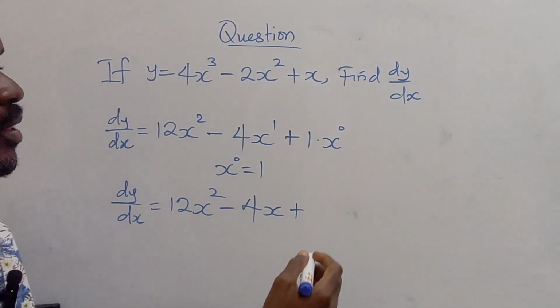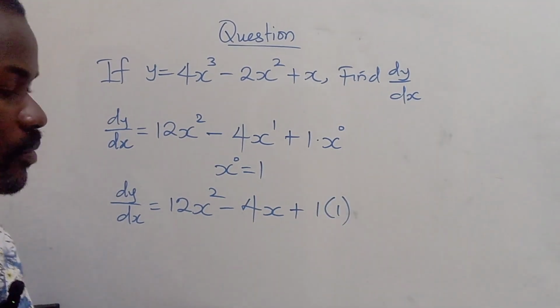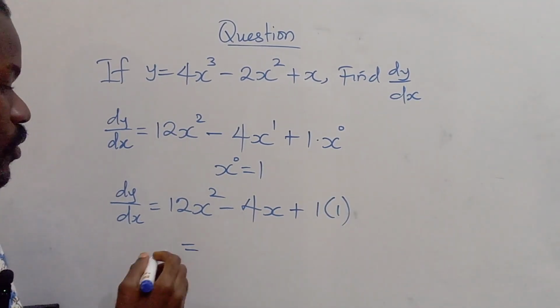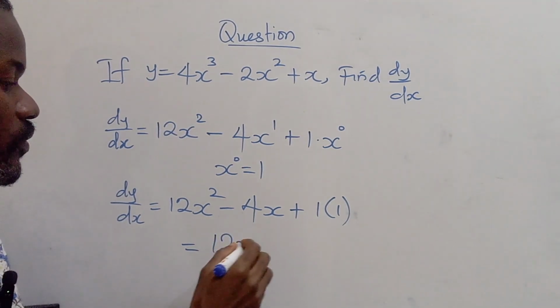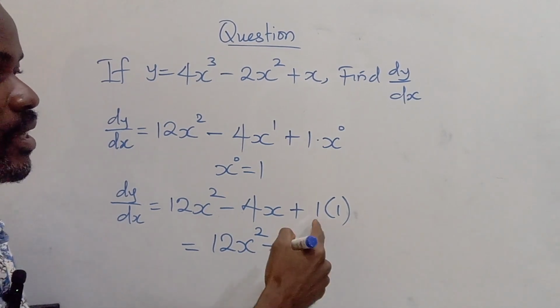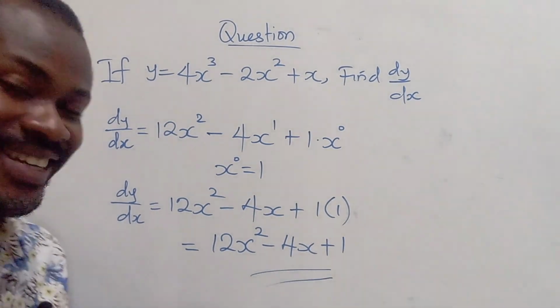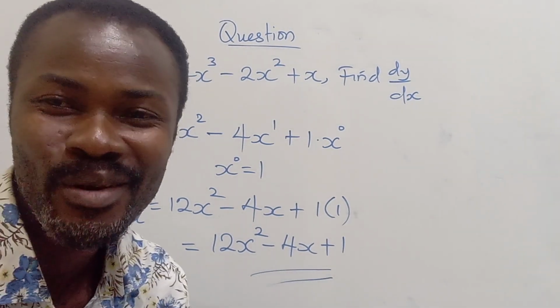So plus, okay, I can write this as 1 times 1. So our final solution to this problem is going to be 12x raised to the power of 2 minus 4x, and 1 times 1 there is 1. So this gives us the simple solution to this problem.